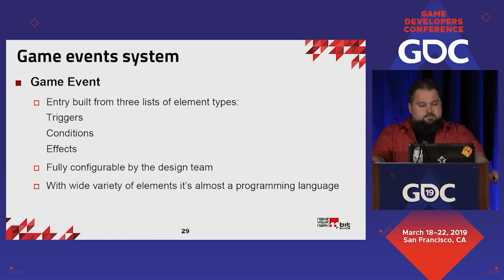The main building part of the game event system is, of course, the game event. A game event is a configuration entry that is built from 3 lists of elements: triggers, conditions, and effects. All of these elements are configurable by the design team. The programming team only provided different types of triggers or conditions or effects. And with some additional features like local and global variables, it became almost a programming language, which has its pros and cons that we'll cover in a moment.